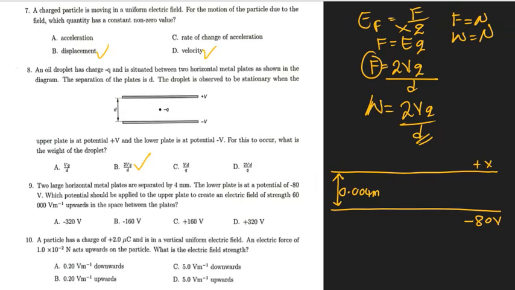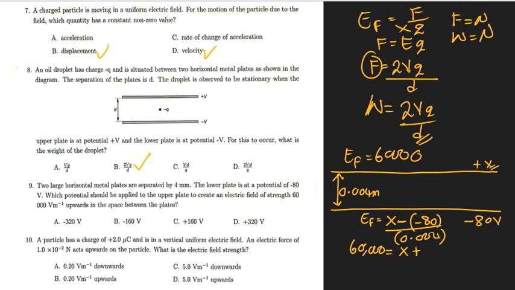Then what have we been given? We have been given the electric field to be 60,000. We use the same concept. Electric field is equal to the one on top minus the one on the lower plate, because it's a potential difference, over the same distance, 0.004. Then you put your 60,000, and this is going to be x plus 80 over 0.004.